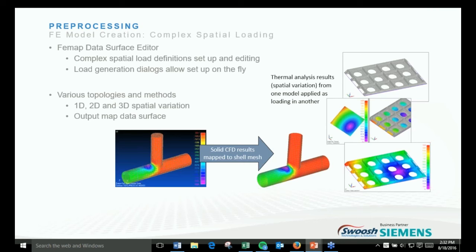A powerful method of simulating complex loading within FEMAP's pre-processing functionalities is the data surfaces, useful to define more complex loading conditions. Data surfaces come in various topologies from 1 to 3 dimensional as well as some special cases. Another example shows how temperature distribution can be oriented to apply to a component for further analysis.